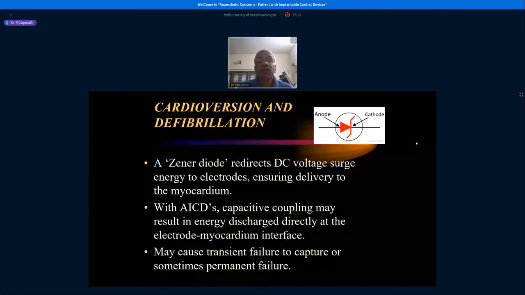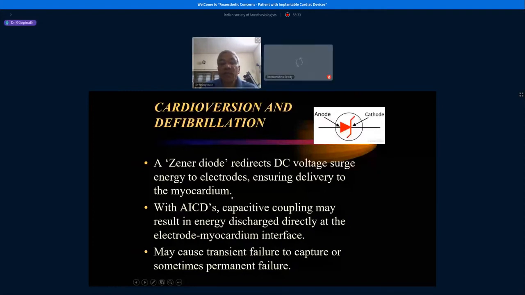So whenever you cardiovert or defibrillate a patient, the device has what is called a Zener diode. It is like a surge protector. Whenever we use an external device, we always use what is called a surge protector. So this diverts the DC voltage surge energy directly to the electrode, ensuring delivery to the myocardium.